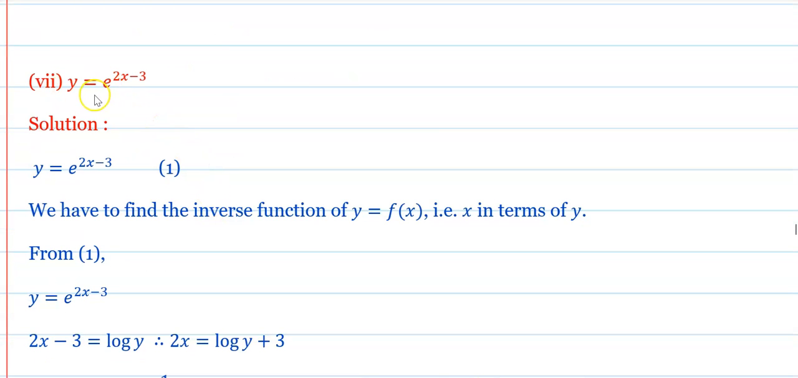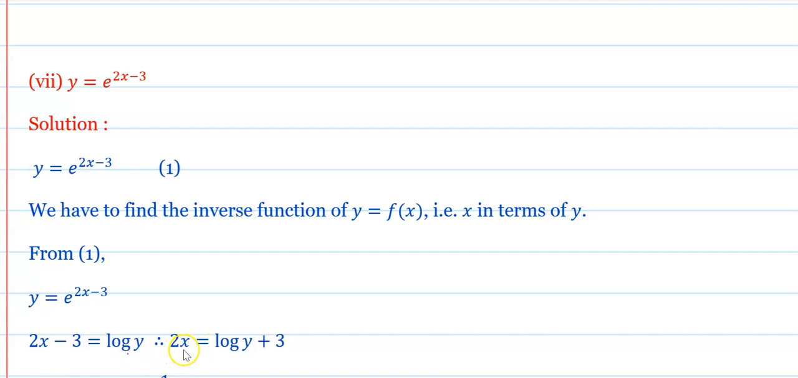Now the next, y is equal to e raised to 2x minus 3. Again, this is the exponential function. We have to find the inverse function of y is equal to f of x, that is x in terms of y. Y is equal to e raised to 2x minus 3. Again this is exponential. We'll convert it in terms of the logarithm. This e comes here, it will become log of y. That is, 2x minus 3 is equal to log of y.